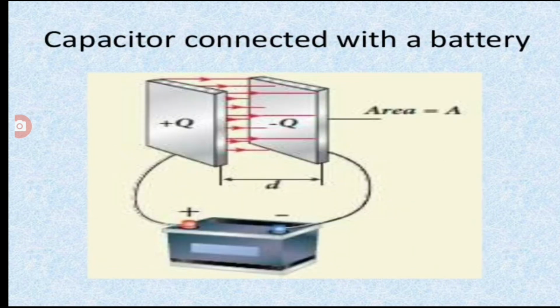When the capacitor is connected to a battery, the capacitor plates or conductors get charged. As I said earlier, one will get charged positively and the other will get charged negatively. The potential difference between the two will be equal to the potential difference provided by the battery, which is used to charge the capacitor.